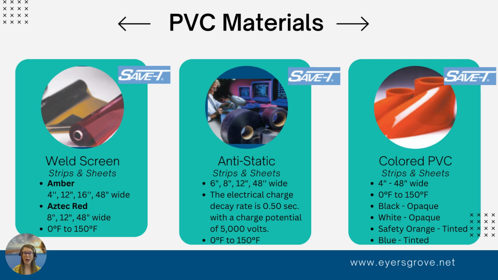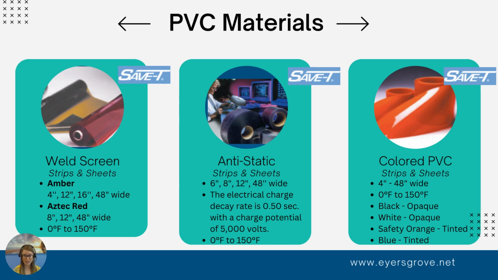Let's talk about our colored PVC sheets. There's going to be a few different color options. They range from 4 inches all the way to 48 inches wide. Different sizes for different colors. They're rated for 0 degrees Fahrenheit to 150 degrees Fahrenheit for the colored PVC. Strips and sheets, you're going to be able to choose from a black opaque, a white opaque, a safety orange, which is more of a tinted, and then a blue tinted, which is more of a sky blue.